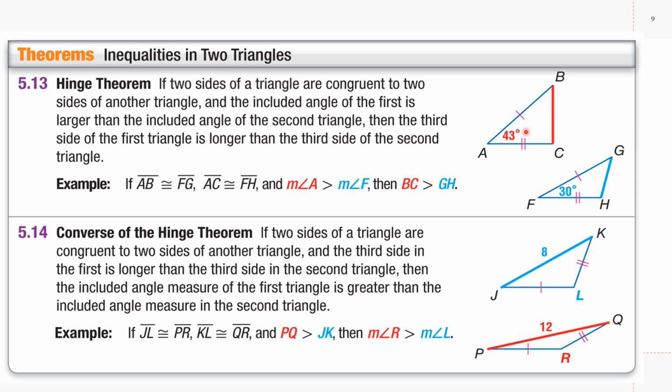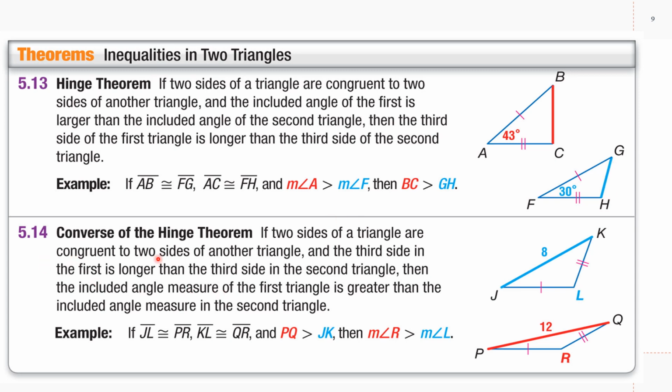So it could be like this. For example, if segment AB is congruent to segment FG, and segment AC is congruent to segment FH, and the measure of angle A is less than the measure of angle F, then BC here is less than GH.